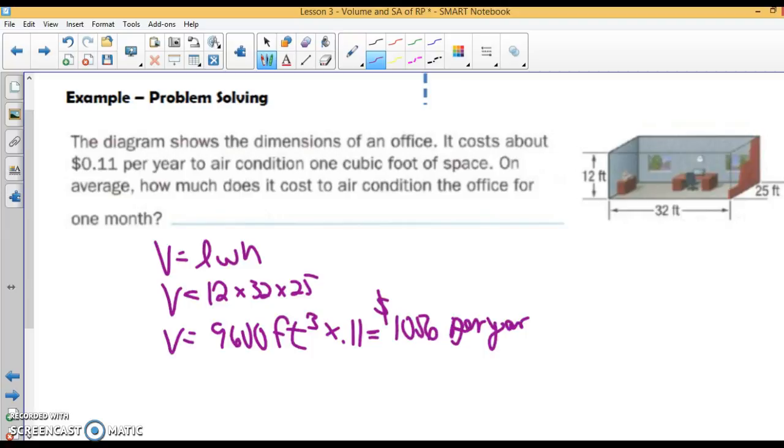However, they want to know how much it costs per month. So there's 12 months in a year. If I divide this by 12, I get $80 per month to air condition.